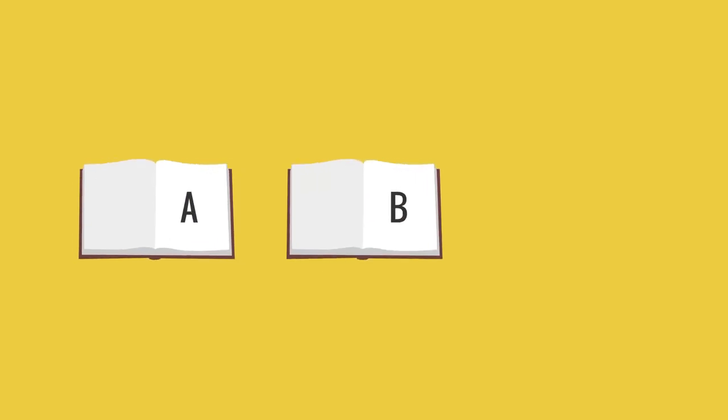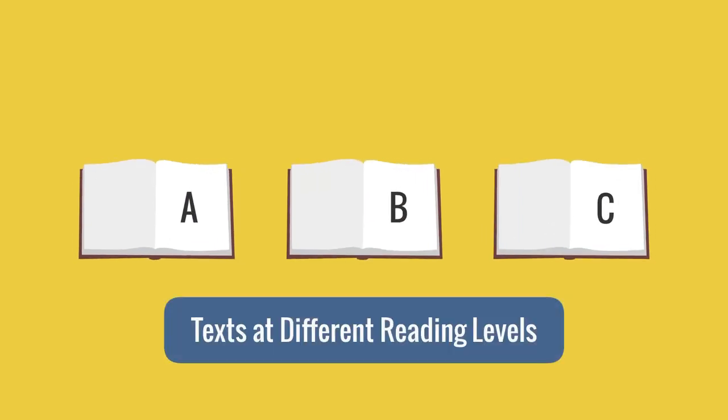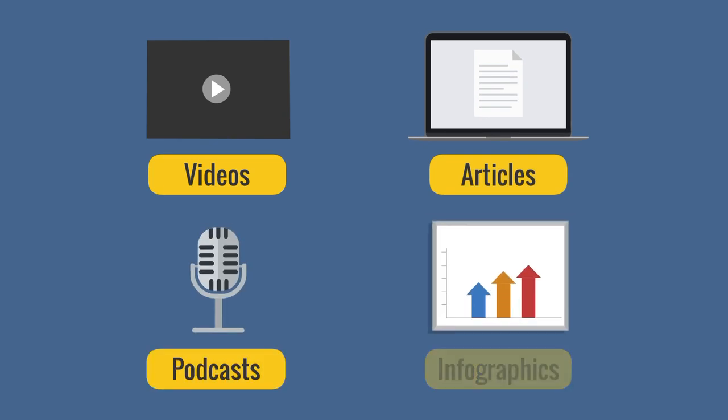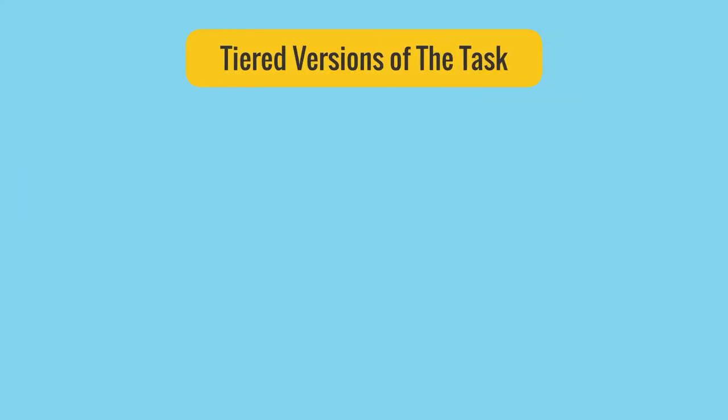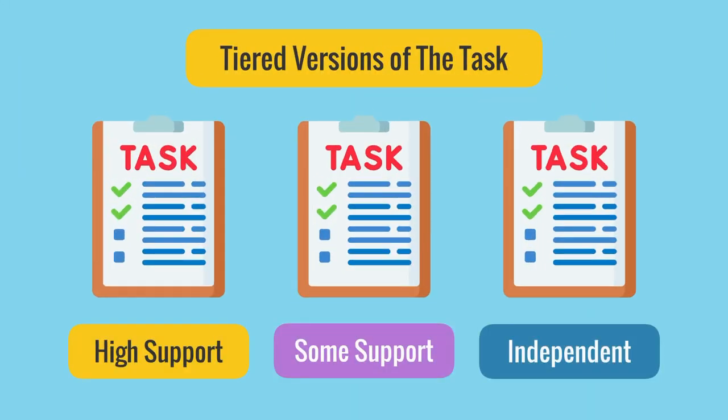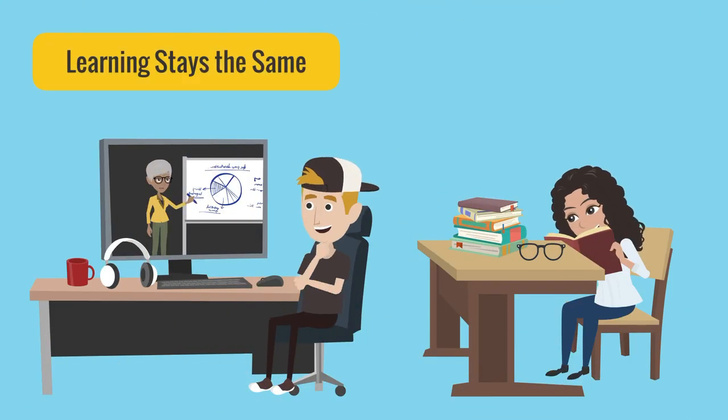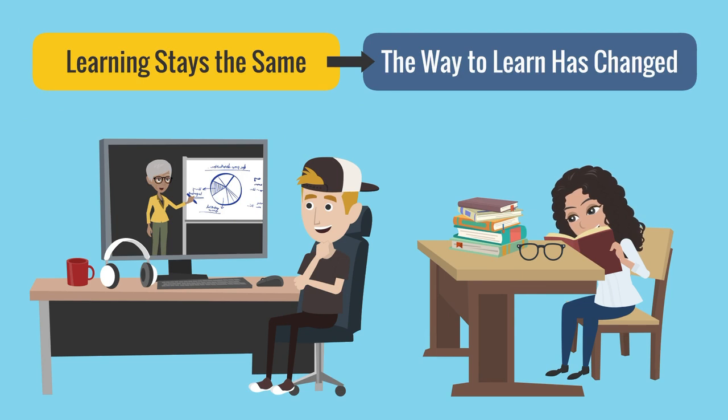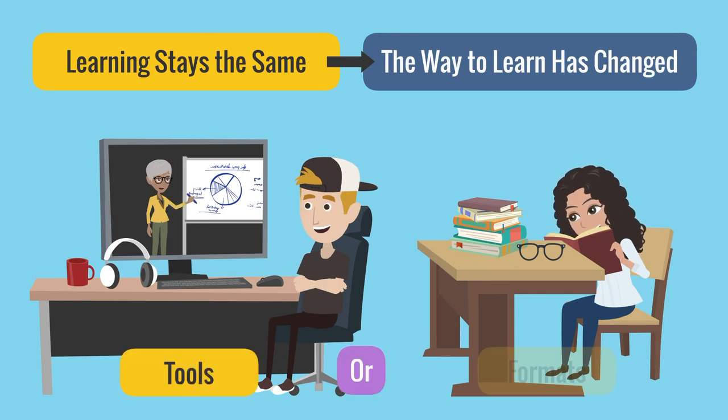That might look like offering texts at different reading levels, using a mix of videos, articles, podcasts, or infographics, creating tiered versions of a task with varying levels of support. The learning stays the same. What changes is how students access and explore it, using the tools or formats that help them best.